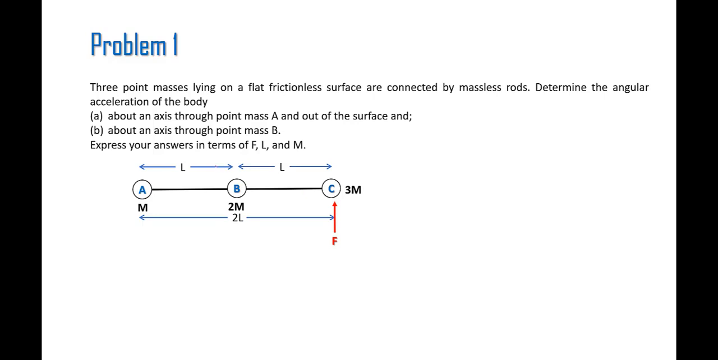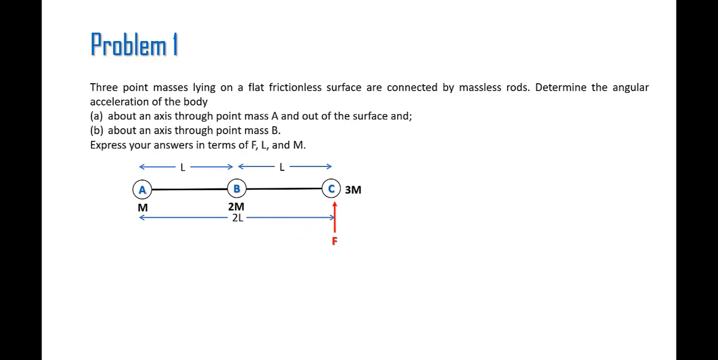So suppose we are looking at the top view of this system. The axis is out of the surface. Imagine there is an axis here passing through point mass A for system A. And then for system B, there is an axis of rotation through point mass B. Such that if we apply a force with magnitude F, this whole system will rotate about those axes. Okay?